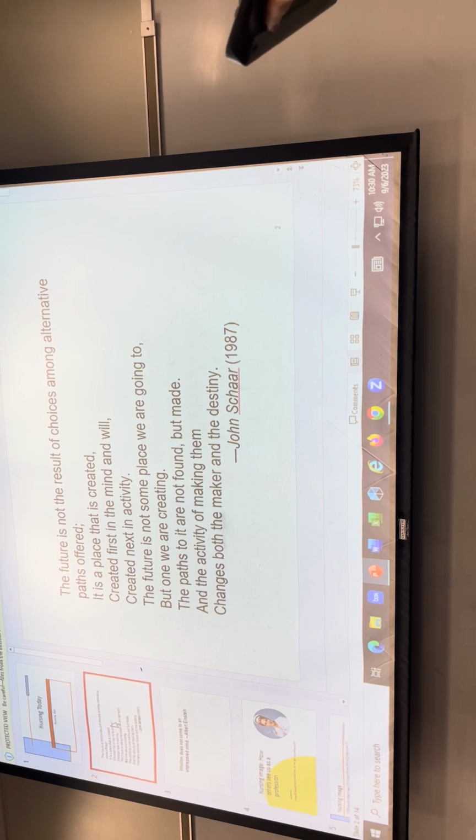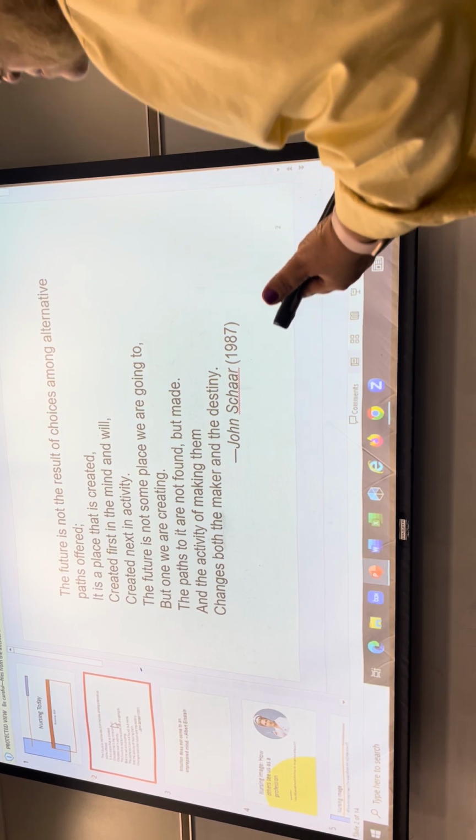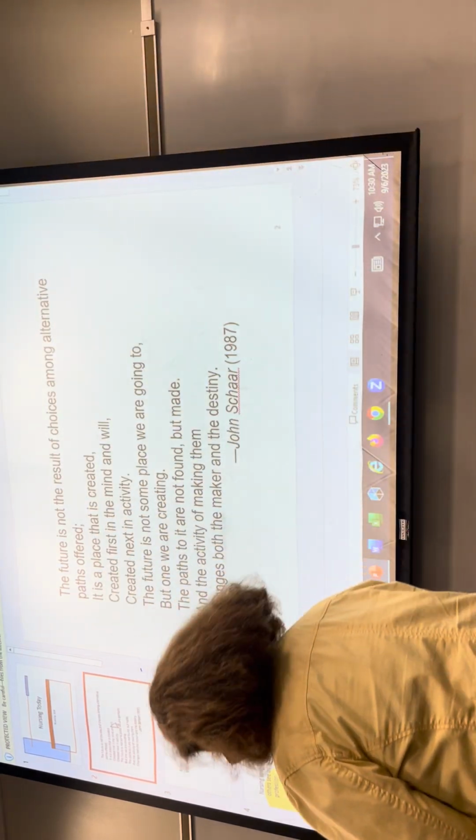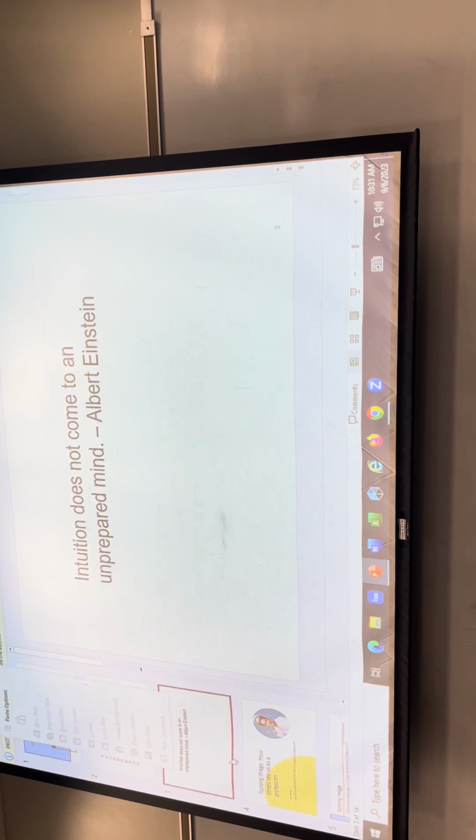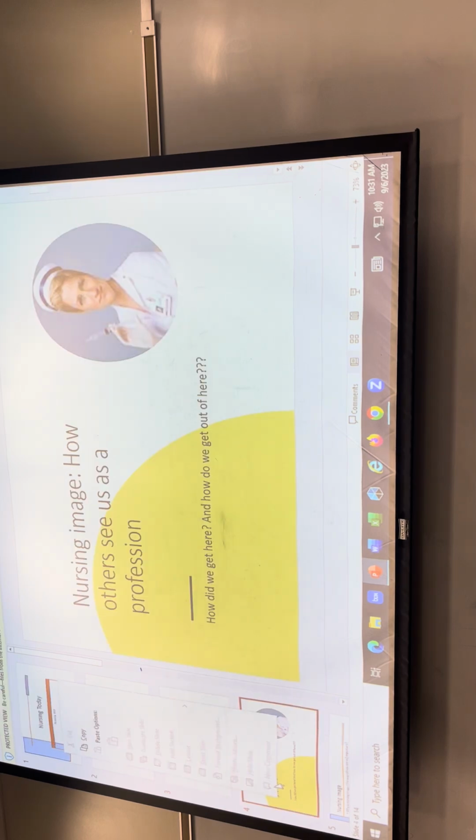All right, so intuition does not come to an unprepared mind. Okay, so more or less. Nursing image: how others see us as a profession. How did we get here? How do we get out of here?